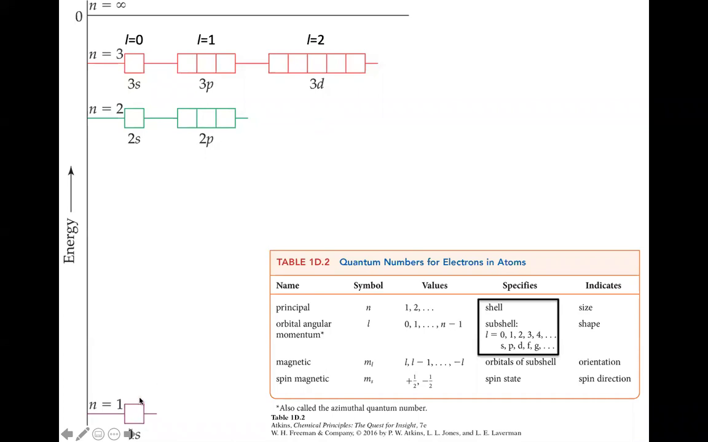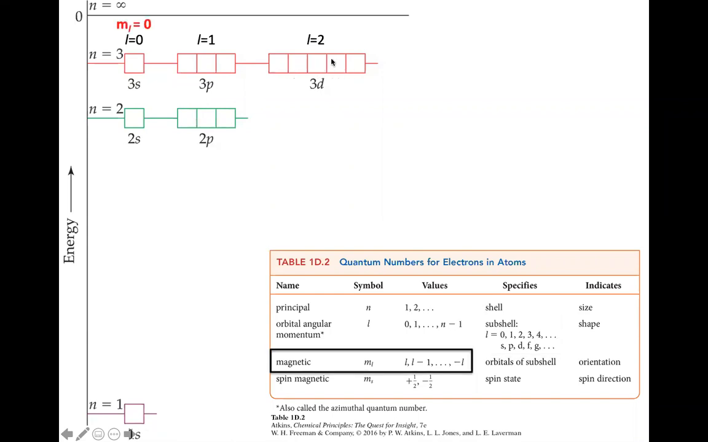Now, why am I writing one box here for the s, 3 boxes for the p, 5 boxes for the d? What am I trying to designate there? That's what the M sub L values are. M sub L values go all the way from negative L to positive L, and the values in between. So when L equals 0, M sub L must equal 0. When L equals 1, they go all the way from positive 1 to negative 1. When L equals 2, they go all the way from positive 2 to negative 2: 2, 1, 0, negative 1, negative 2. That gives me the 5 options right there.